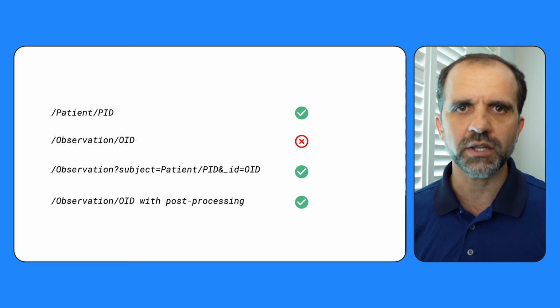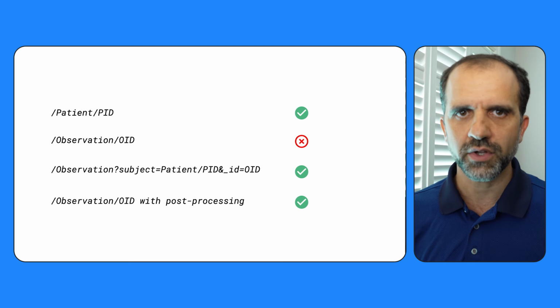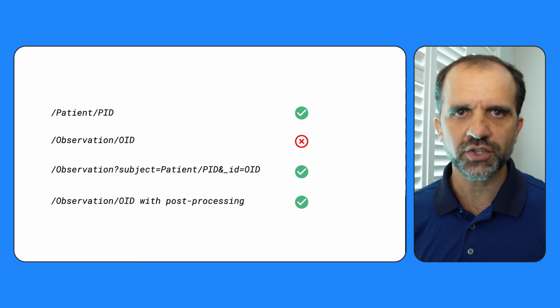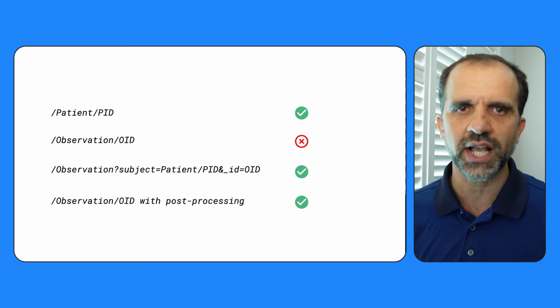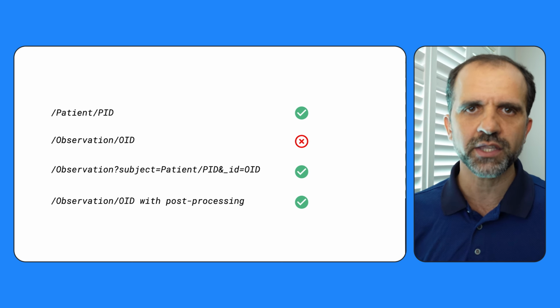There are also some limitations around various forms of joins. For example, chaining and reverse chaining FHIR search queries pose unique access control challenges and are disabled by default.